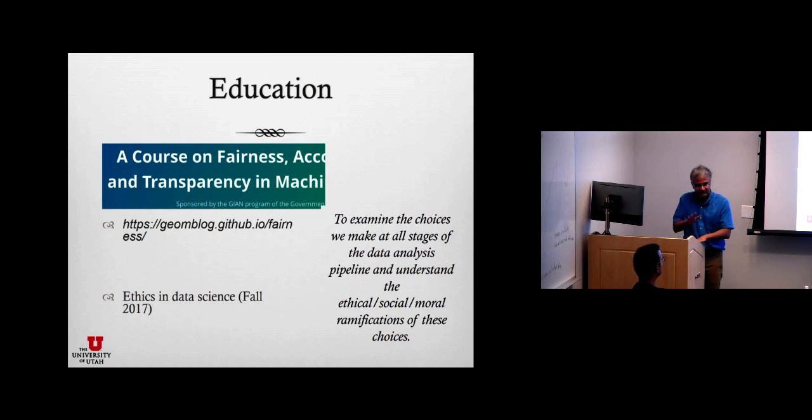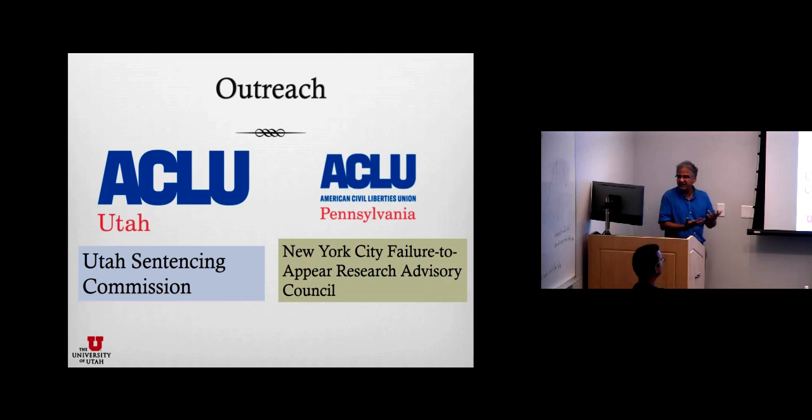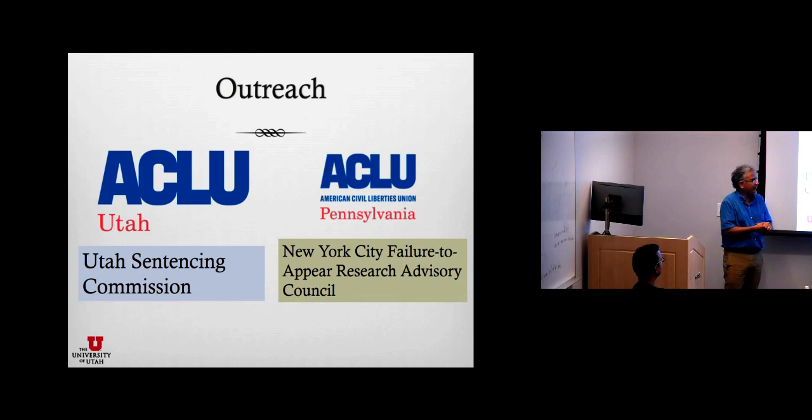So last thing, I do a fair amount of outreach work. I think this is also a fun thing to do. I'm on the board of the ACLU in Utah, and I've also worked with the ACLU in Pennsylvania and New York, and the Utah Sentencing Commission. New York City has various risk assessment tools that they use. This one, called failure to appear, is to basically predict whether people show up for bail hearings or not. And there's a research advisory council that's helping them decide how to build this tool correctly to make sure there are no hidden biases in the way they're doing it.